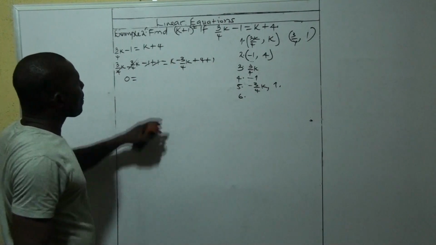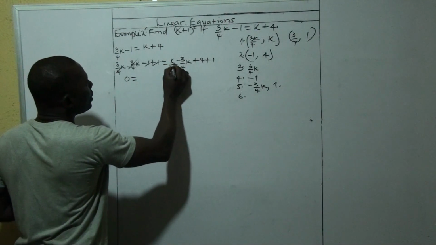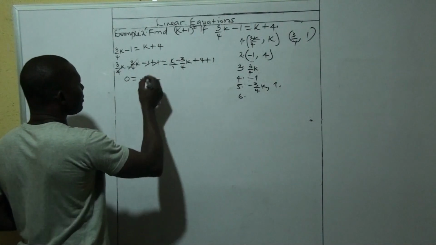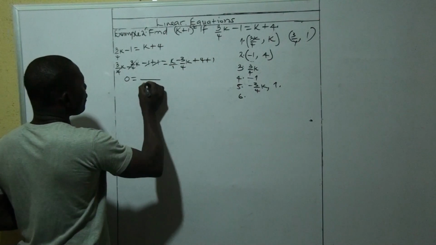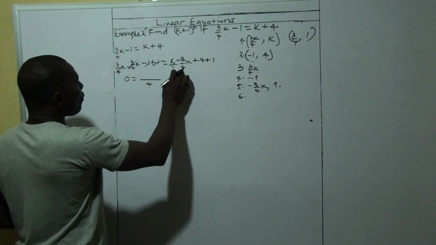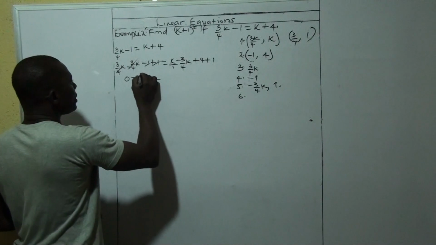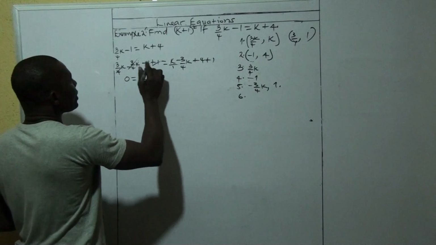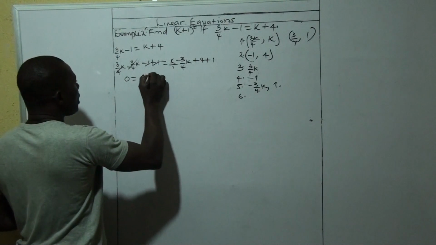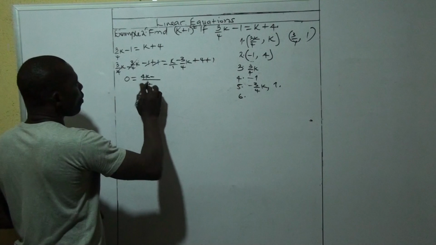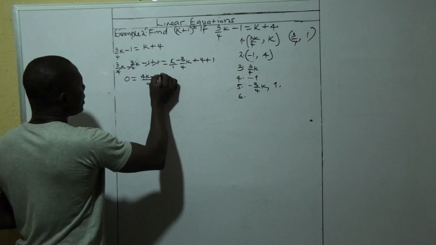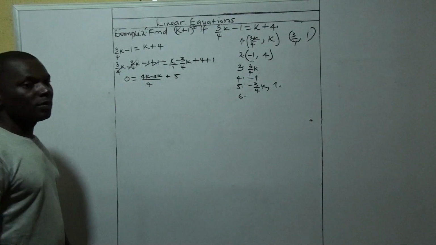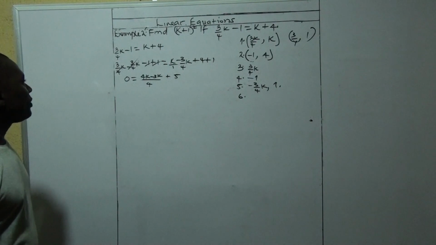Is equal to what? This one is k over 1, and the LCM of 1 and 4 is 4. So 4 divided by 4 is 1, 1 times k is k. 4 divided by 1 is 4, 4 times k is 4k. 4 divided by 4 is 1, 1 times 3 is what? Minus 3k plus 5.